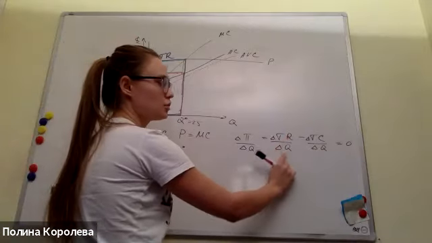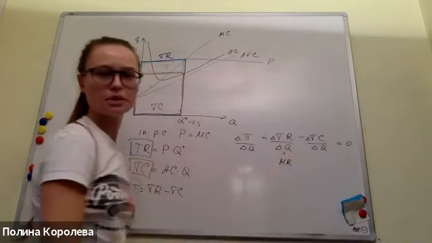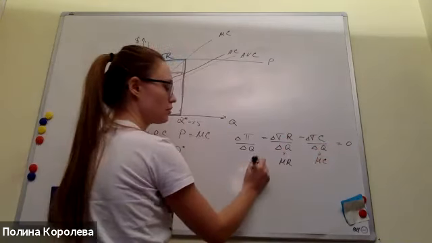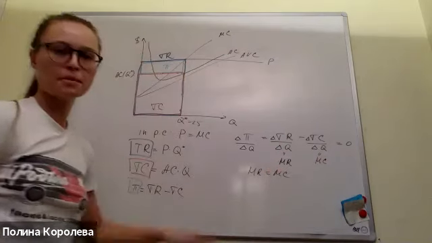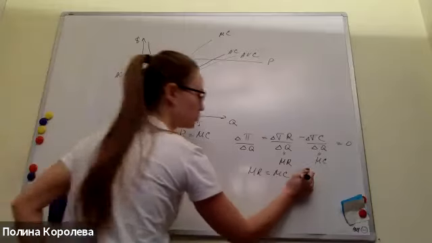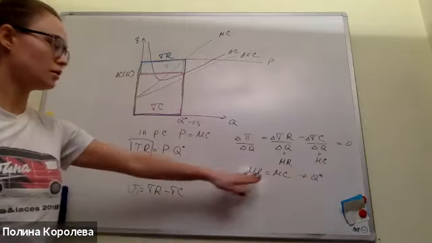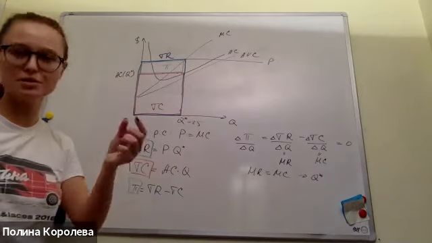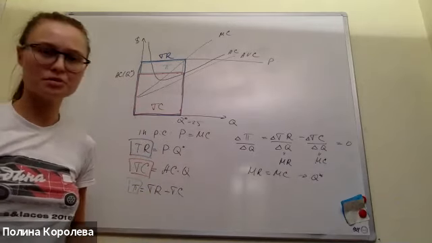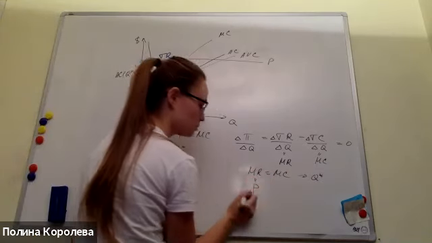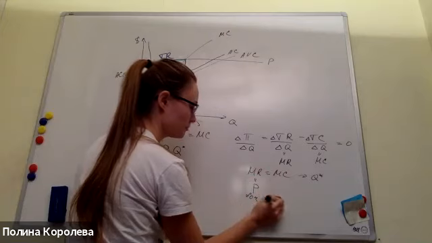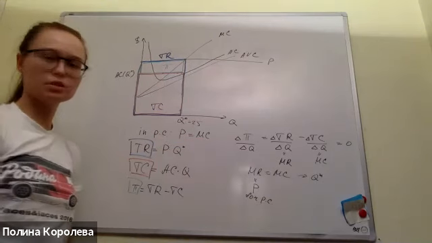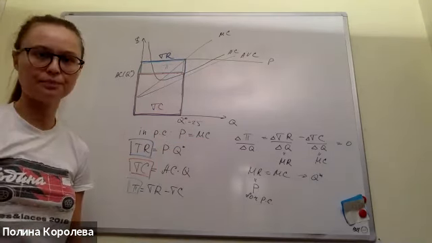The change in total revenue when we change quantity is by definition marginal revenue. The change in total cost when we change the quantity is by definition marginal cost. So in equilibrium, marginal revenue should be equal to marginal cost, and from here we will find Q star. For a perfectly competitive market, the change in total revenue is the price. We increase quantity, so we will have one more price in our pocket. So marginal revenue equals price for perfect competition. That's why this is our optimal condition. It's necessary, but not sufficient.